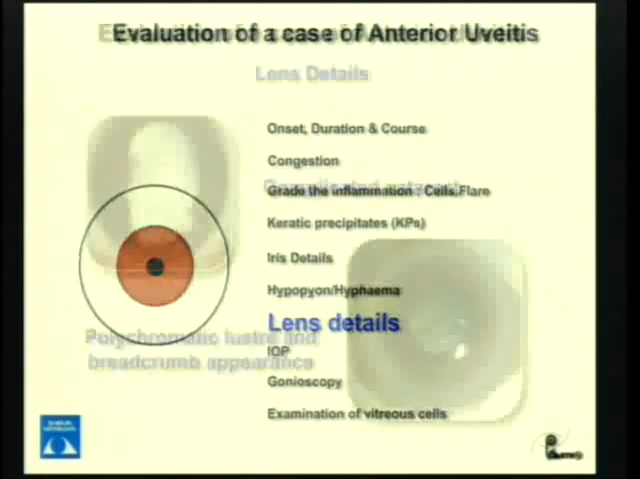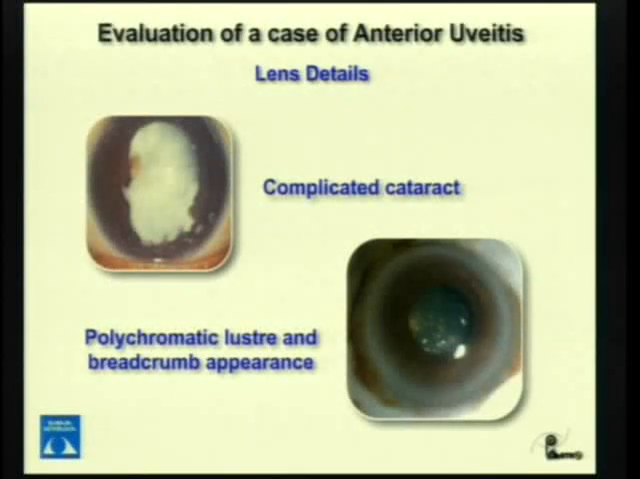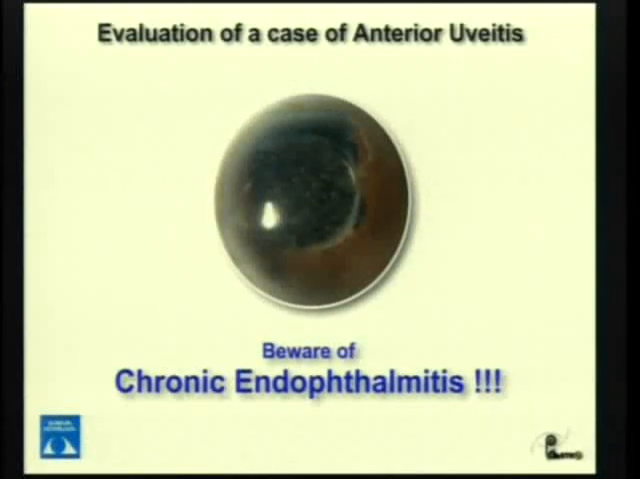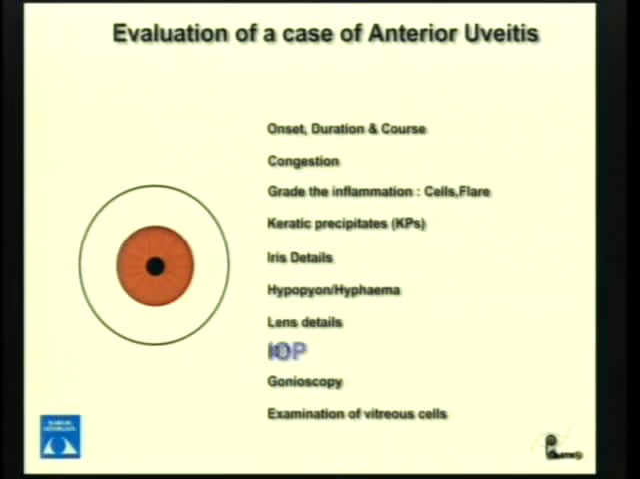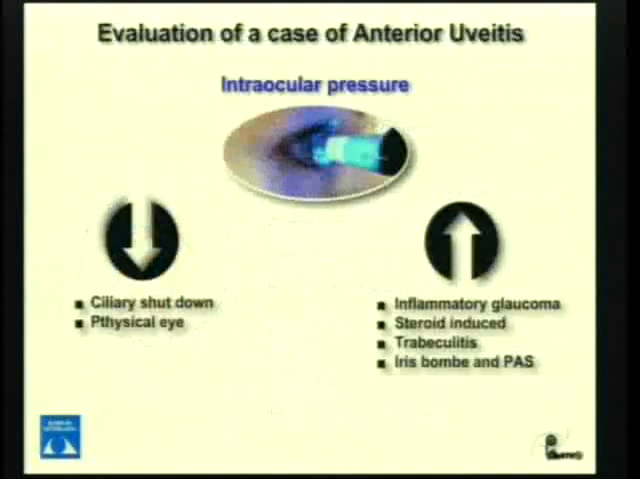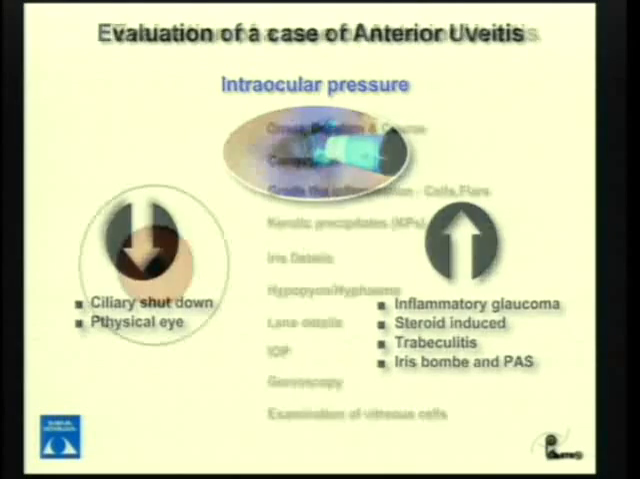Another important thing is the lens. You should look for complicated cataract, and whether there is any polychromatic luster, which indicates chronic uveitis. Beware, before initiating any treatment, to rule out chronic endophthalmitis. Then IOP is very important. There are various inflammatory conditions where intraocular pressure is raised.